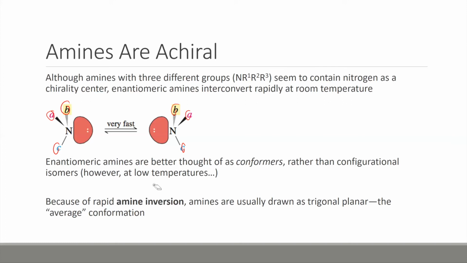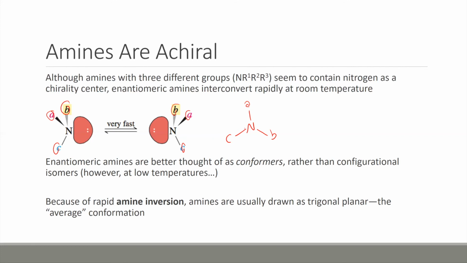Generally, because of this rapid amine inversion, amines are usually drawn as trigonal planar, which is just their average conformation. So we usually just draw them like this, just as an average to show where things are connected, and not consider it as tetrahedral. Enantiomeric amines are better thought of as conformers rather than any configurational isomer.